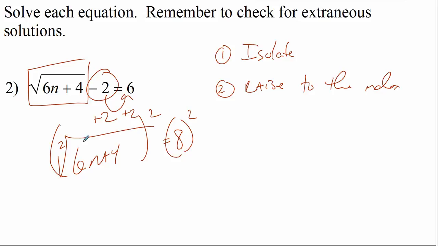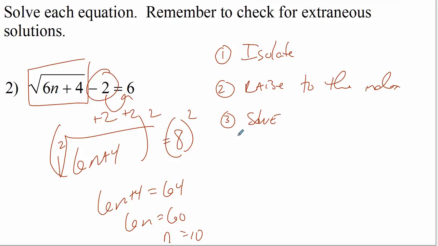So remember I talked about if you raise a root to the index, you get what's inside. 6n plus 4 equals, this is 64. 6n equals 60, minus 4 to both sides. n equals 10. So that was the third step, right? To solve. And then the fourth step is to check.